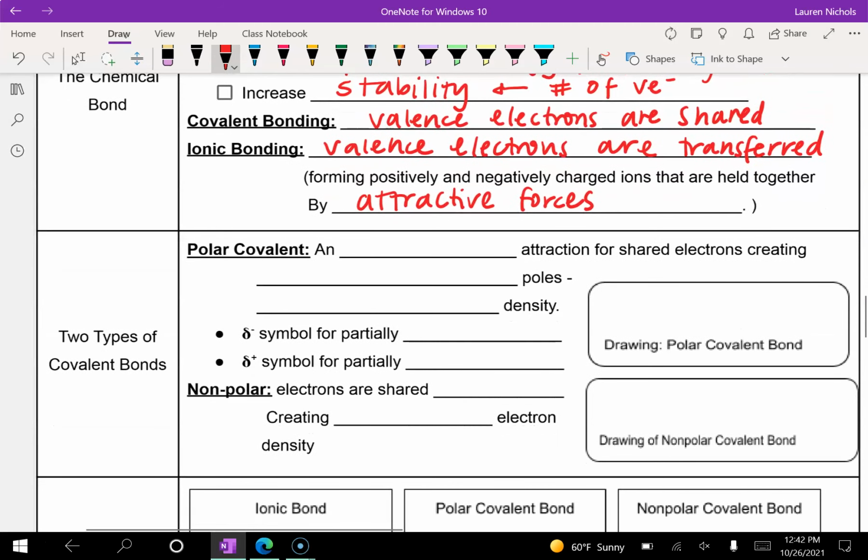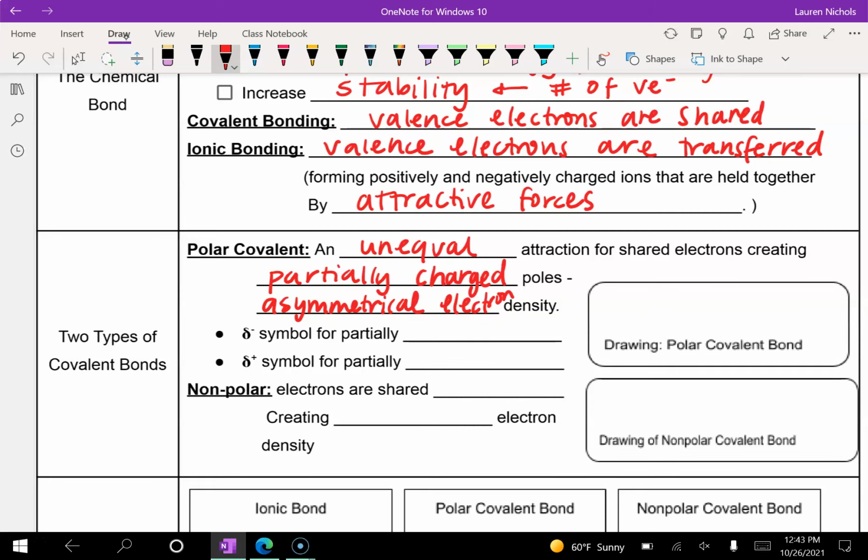Now, with covalent bonds, which remember are sharing electrons, there are two types of covalent bonds. There's polar covalent, where there is an unequal attraction for the shared electrons, which creates partially charged poles. Now, poles, I just mean like the end of each atom. And so what that means is that there is an asymmetrical or unsymmetrical electron density.